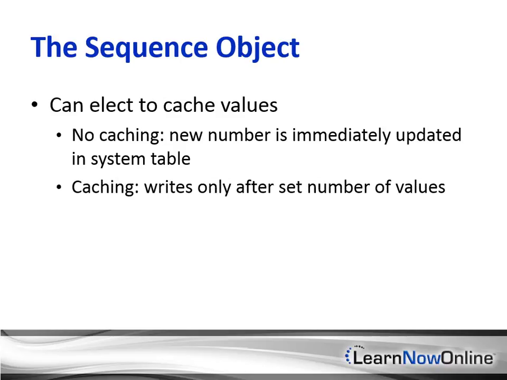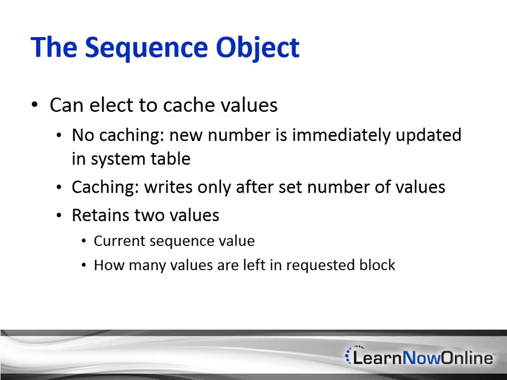But if you elect to cache sequence values, SQL Server writes to the system table only after a set number of sequence values are generated. The value that SQL Server writes each time is the next value to be used in the sequence. SQL Server keeps in memory only two numbers related to that sequence object: the current sequence value and how many values are left in a requested block of cached values before the disk write needs to happen. Every request for a new value in the sequence causes SQL Server to update these values in memory.